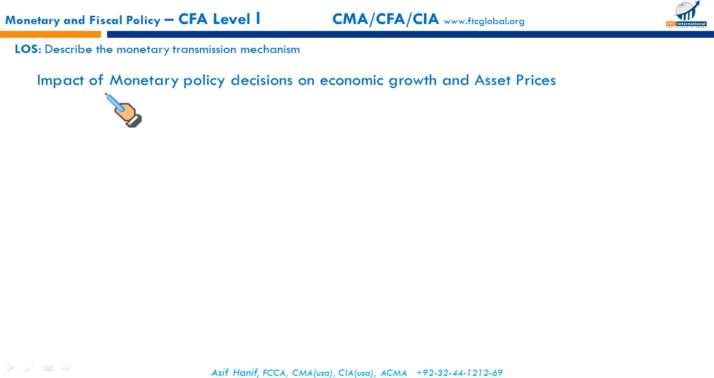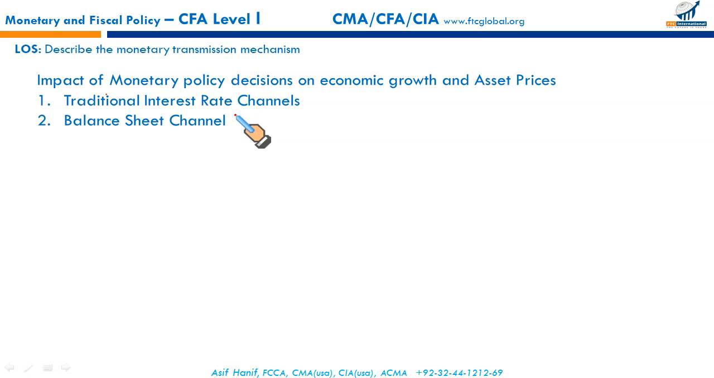Next LOS is describe the monetary transmission mechanism: the impact of monetary policy decisions on economic growth and asset prices. First, the traditional interest rate channel. Well, if there is a decrease in interest rates, it will lead to more borrowing and hence more investment. This would result in a lower weighted average cost of capital, and many firms will make investments in long-term projects.